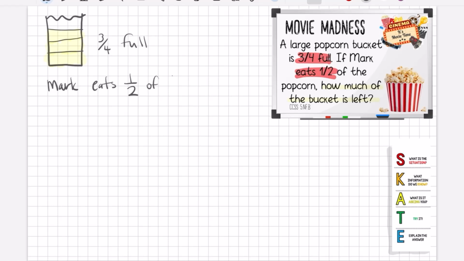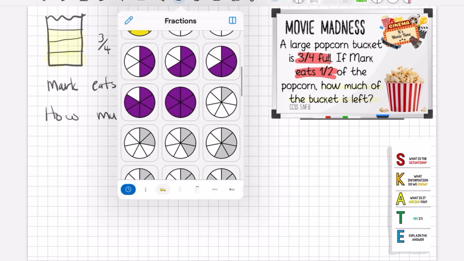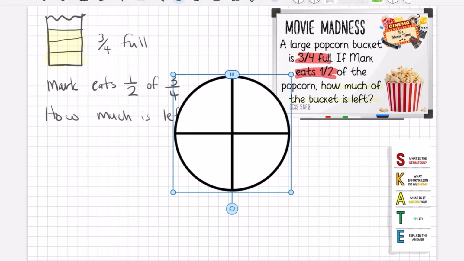Mark eats 1/2 of 3/4. He eats half of what's there, and what's there is 3/4. And we're looking for how much is left. Now, in my teaching practice, I spend a lot of time working with my students on translating English or language to math language. Math is a language. So we have in words 3/4 of 1/2.